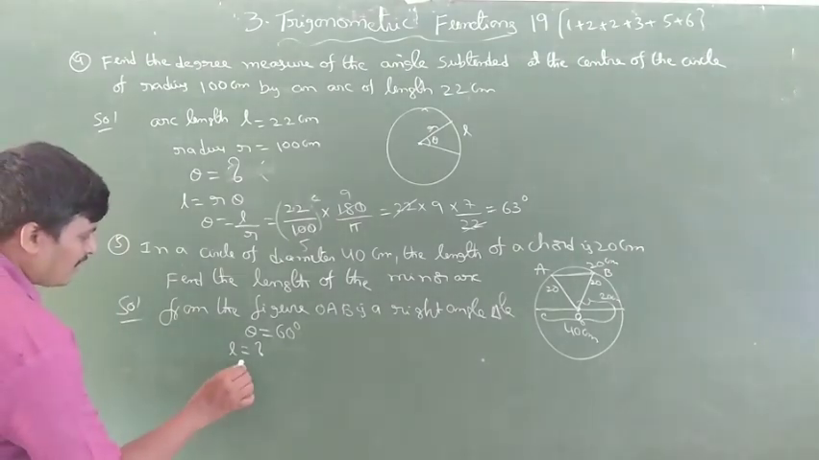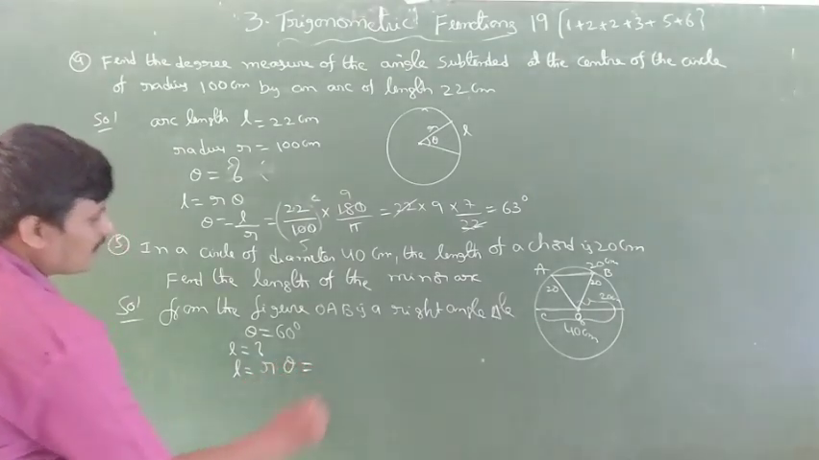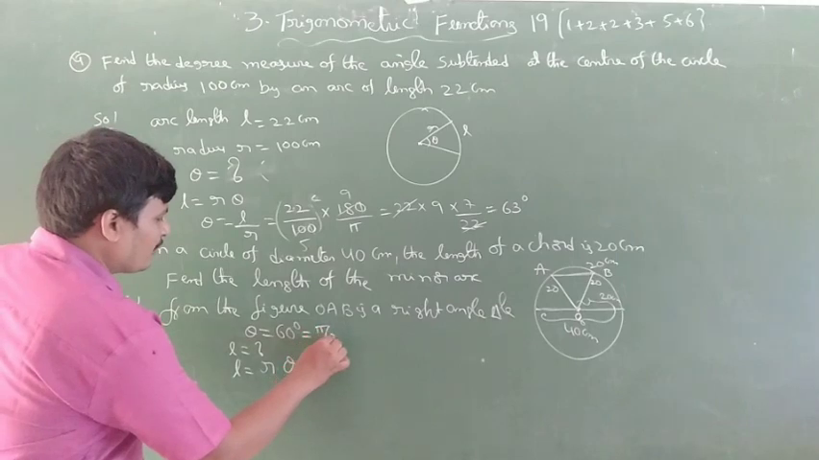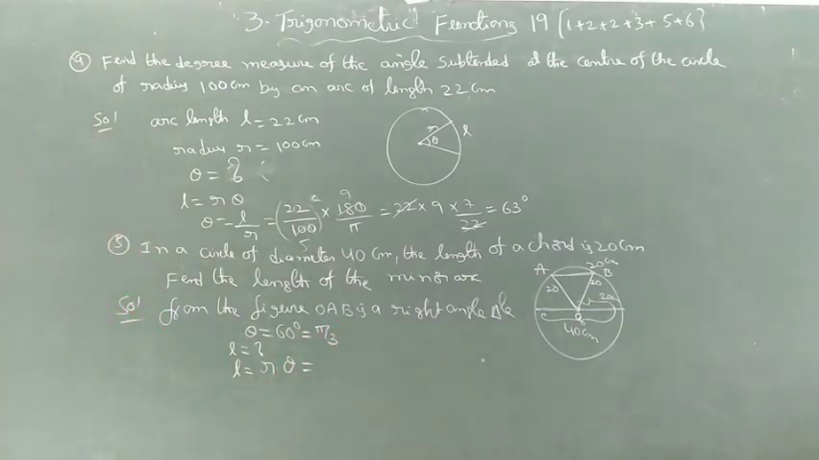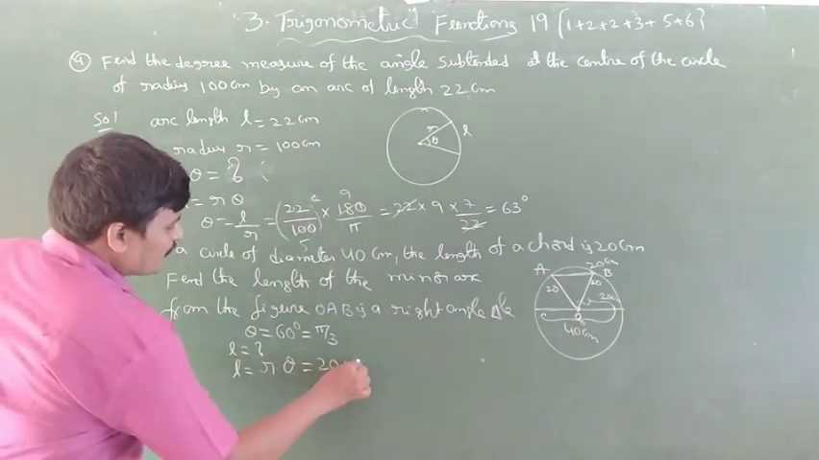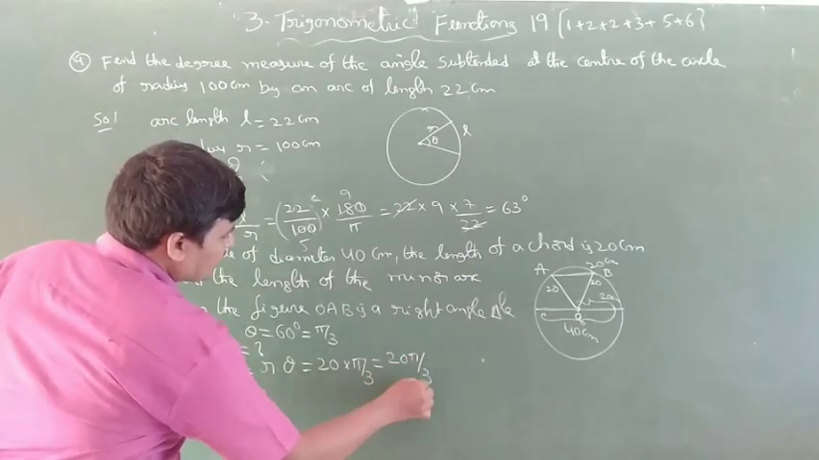What is the formula? L is equal to R into theta. 60 degrees converted into radians is pi by 3. R is equal to 20 and theta is equal to pi by 3, so L is equal to 20 pi by 3.